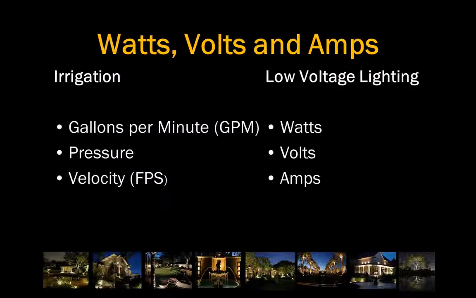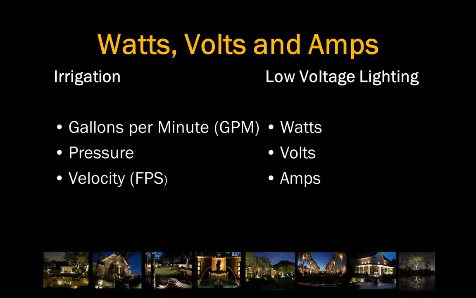Pressure is the same thing as our volts. So much like in an irrigation system, I've got to have a certain amount of pressure to get that irrigation head to pop up and spray. I've got to have 12 volts in order to get that light to turn on. If I go anything less than 12 volts, I start getting a very dim lamp, and then go from there.